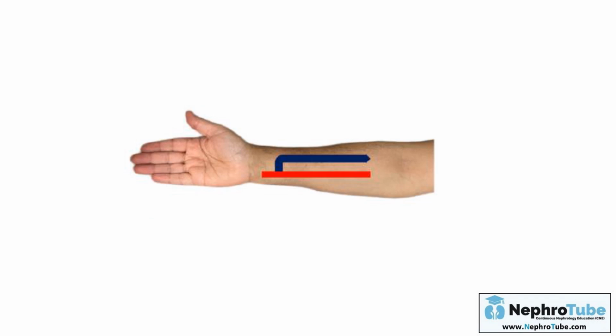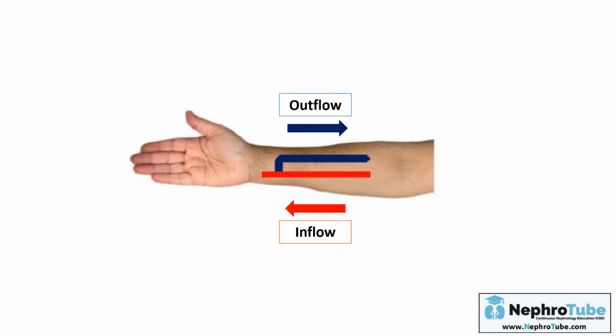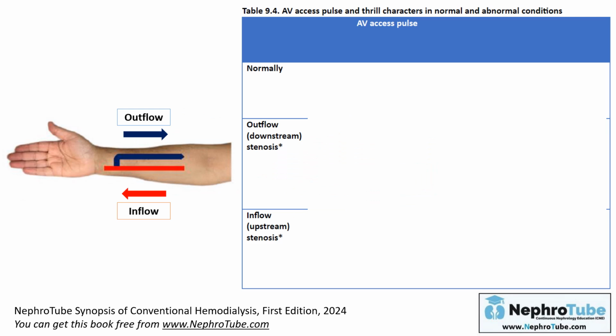Before going into this, I will have to put some rules with you. The arterial segment is called the inflow segment of the fistula, and this is the outflow segment of the fistula. Okay, we palpate for the pulse and the thrill. Regarding the pulse of the fistula, what is the normal pulse? What if there is outflow stenosis? What if there is inflow stenosis? The normal AV fistula pulse is soft and easily compressed by gentle pressure.